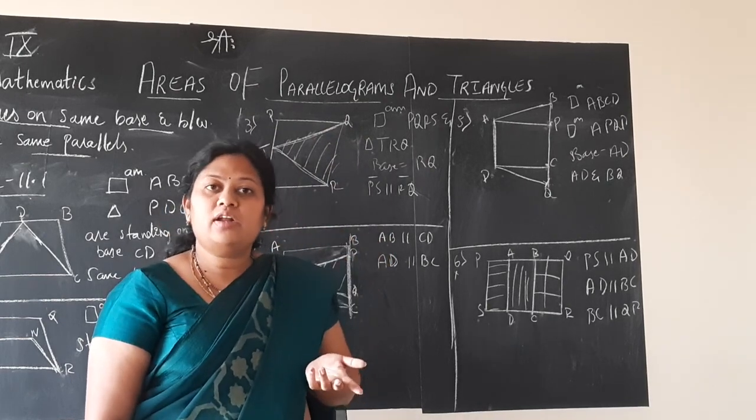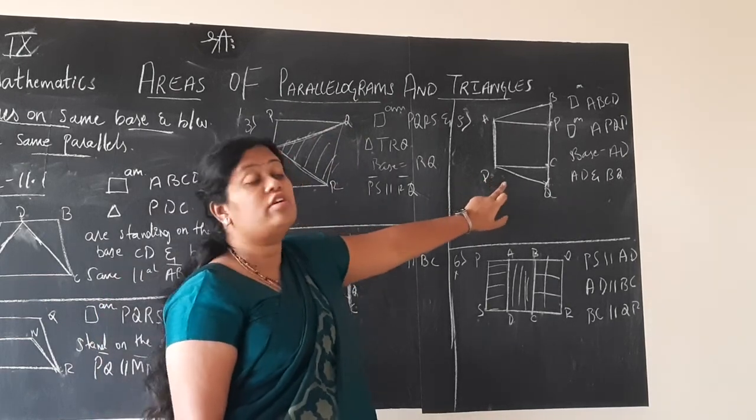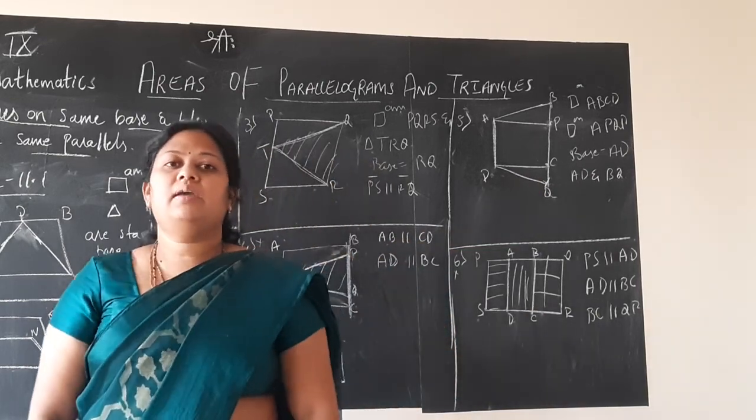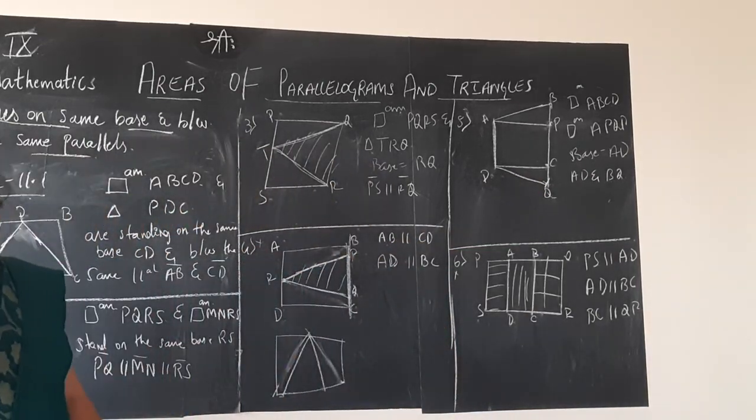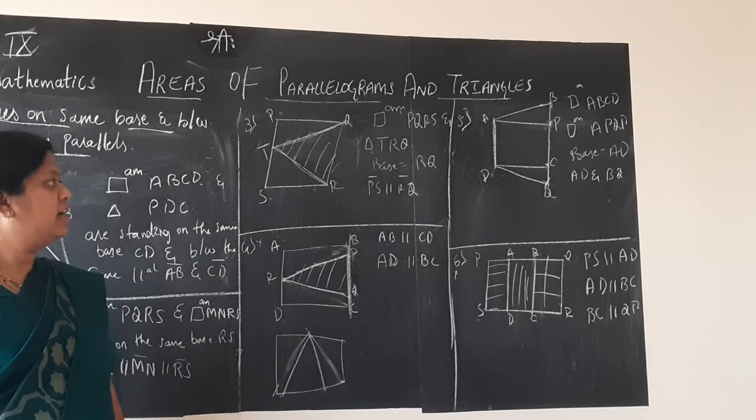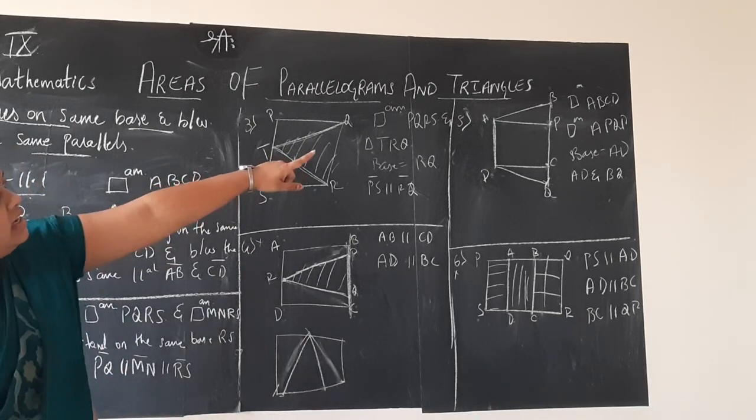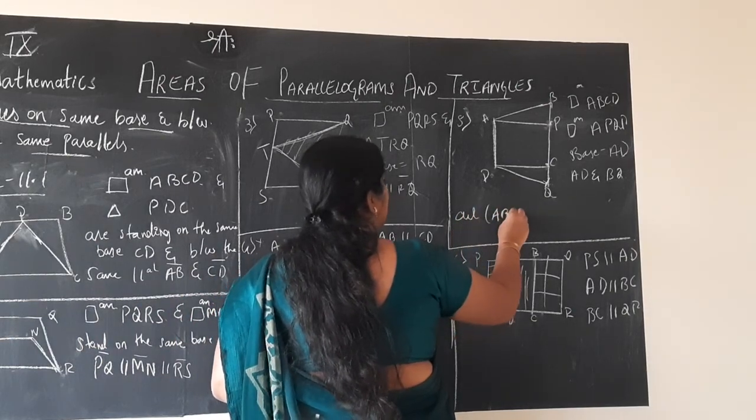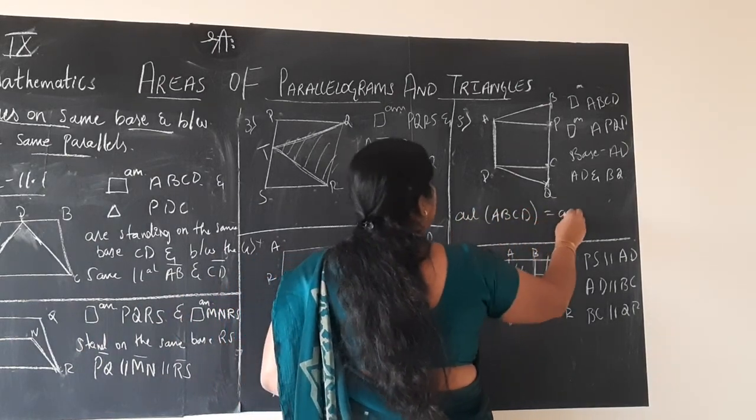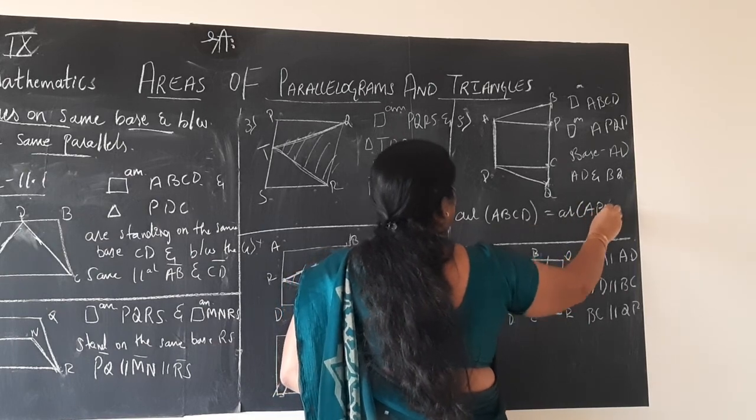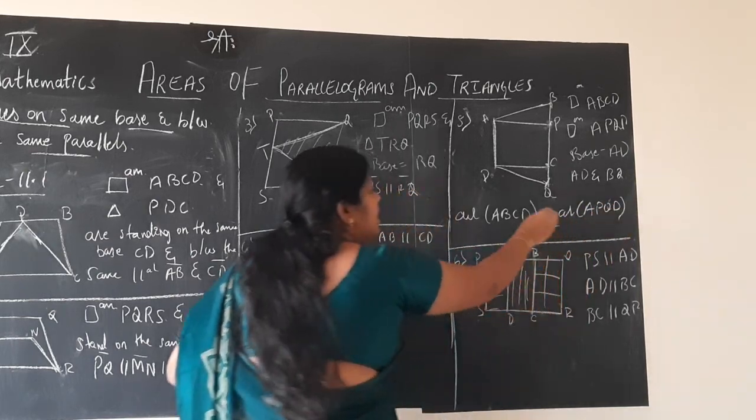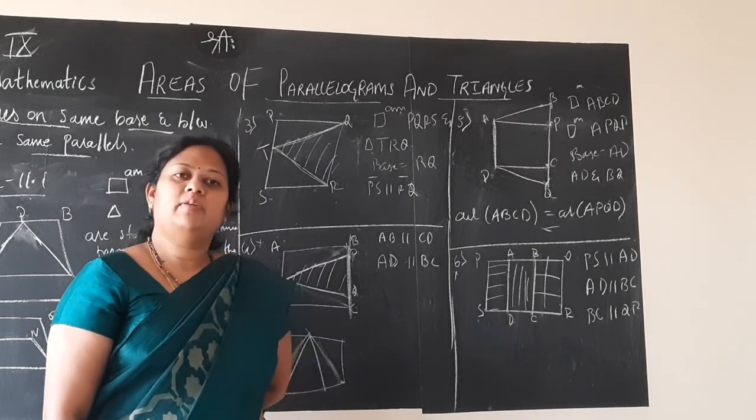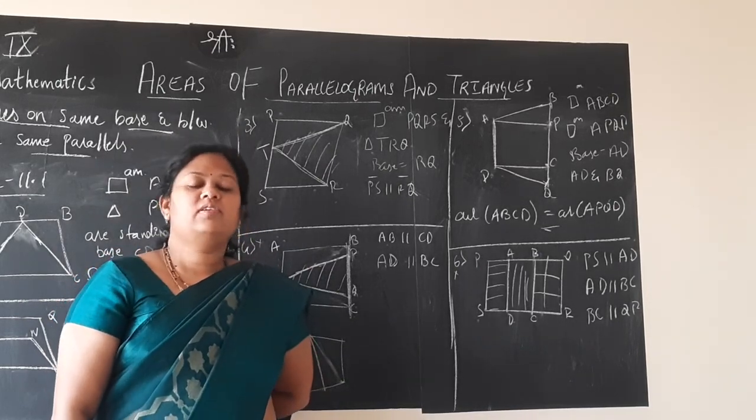What type of parallelograms? Parallelograms of this type which are lying on the same base and between the same parallels, then they are equal in area. Here we say area of parallelogram ABCD is equal to area of parallelogram APQD. We are proving this in theorem 3.1, which we will be discussing in the next session. Thank you, children.